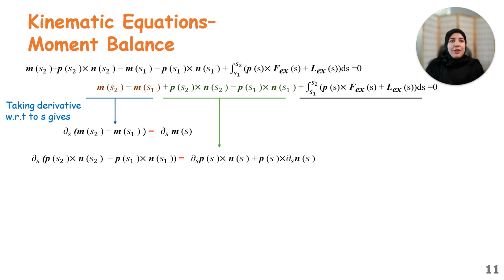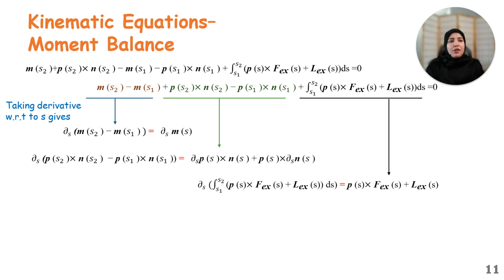To take derivative of the second term, we use the product rule. The product rule tells us that when differentiating the product of two vectors, we handle it step by step. First, we differentiate one vector while keeping the other constant, and then we switch. So the derivative of the cross product of the position vector and internal force equals the cross product of the derivative of the position vector with internal force plus the cross product of the position vector with the derivative of the internal force. Now let's go to the last term.